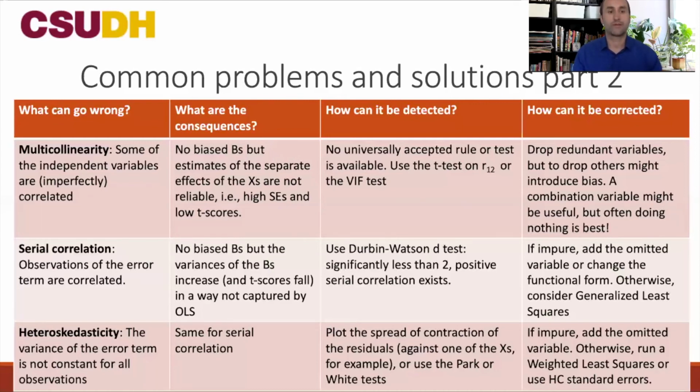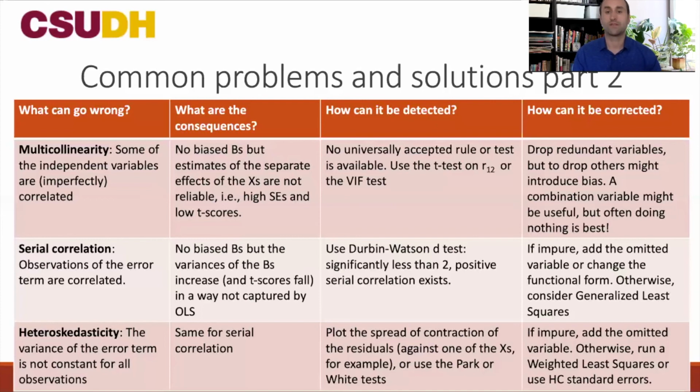Fifth problem is serial correlation. We discussed that, where the observations of the error term are correlated with one another. This doesn't bias the coefficients, but the variances of the coefficients do increase, and therefore the t-scores fall in a way that's not captured by OLS.